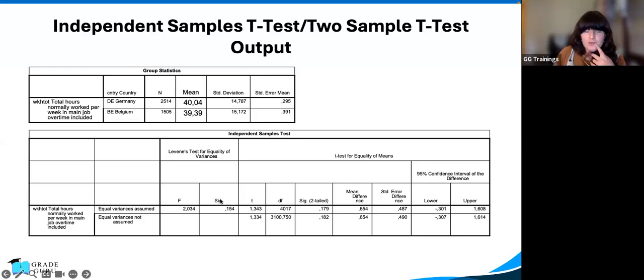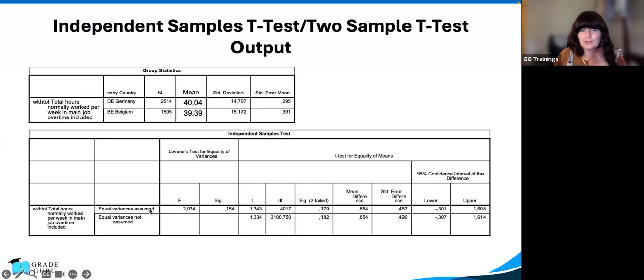So if you look at the first one, it's 0.154. So that is higher than 0.05. So what that would usually mean is that we do not reject H0. We have to retain H0, okay? And what that means is that you're retaining the H0 of the Levene's test, not of the t-test. And that corresponds with equal variances assumed.